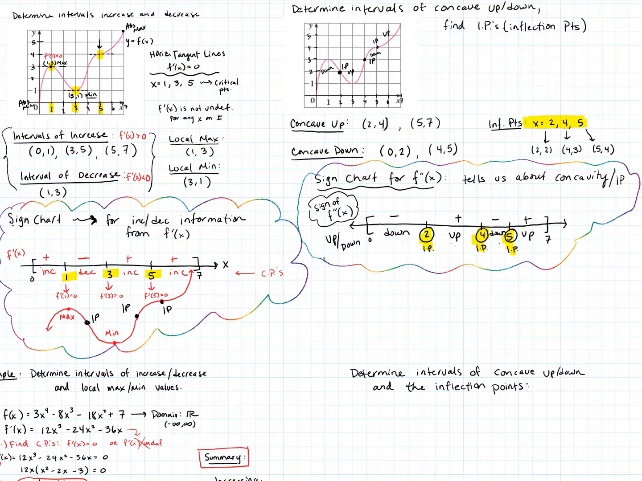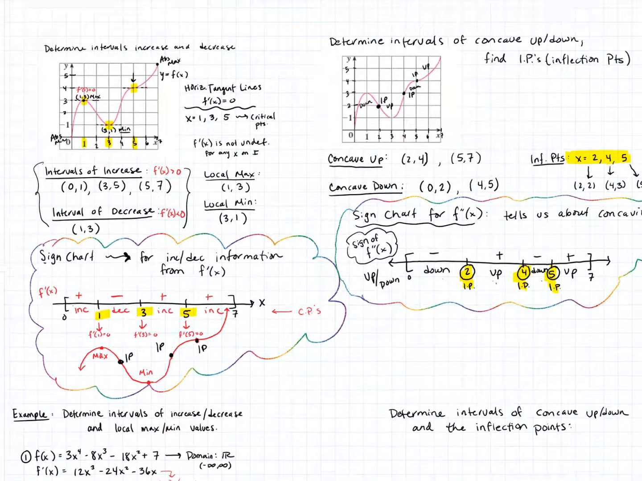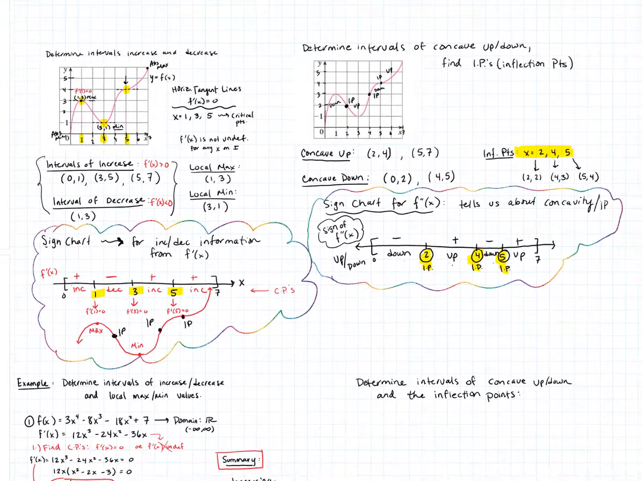Okay, we're going to use that, and we're going to have a process by which we determine concavity and inflections that's very, very similar, except for using the second derivative, to what we do to figure out where we have intervals of increase, decrease, and our local maxes and mins.